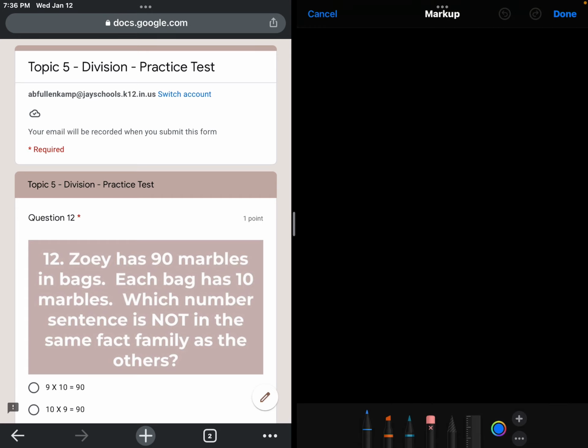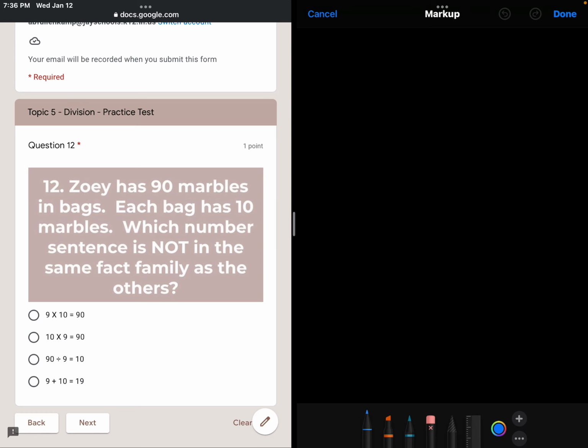Zoe has 90 marbles in bags. Each bag has 10 marbles. Which number sentence is not in the same fact family as the others? Okay, so first of all, figure out your equation. Zoe has 90 marbles in bags. Each bag has 10 marbles. So she has a total of 90 marbles. Each bag has 10 marbles. So my equation would be 90, and I'm dividing them into bags that have 10 marbles in each bag. So 90 divided by 10, well, 10 times what number equals 90?